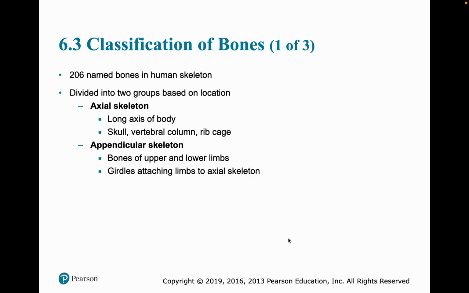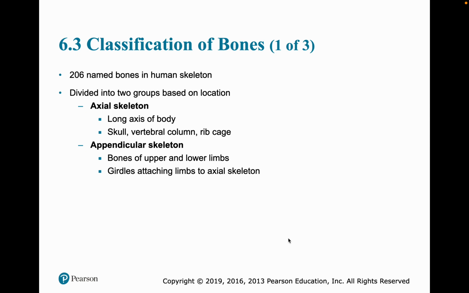Now, we're going to talk about the general classification of bones. Again, we're not going to go into specific bones in this chapter, but we are going to talk about some general types of bones. There are approximately 206 bones in the human skeleton, and they are divided into two groups based on their location: the axial skeleton and the appendicular skeleton. Axial skeleton is the long axis of our body. It would include our skull, our vertebral column, and our rib cage.